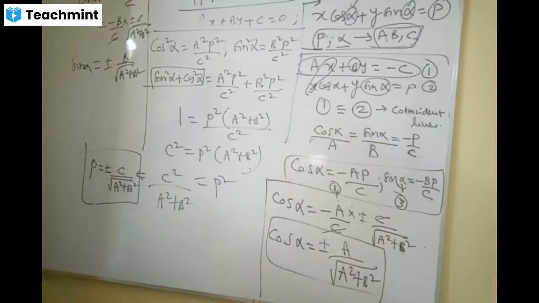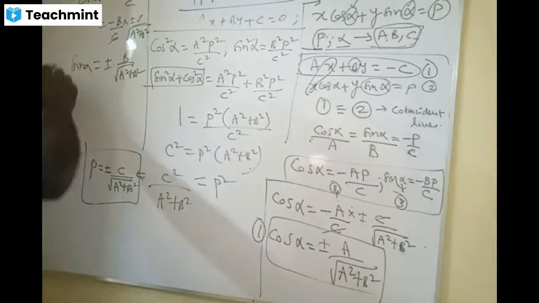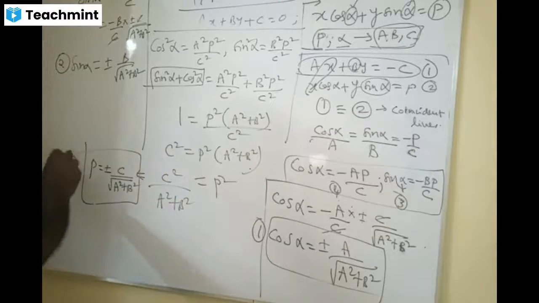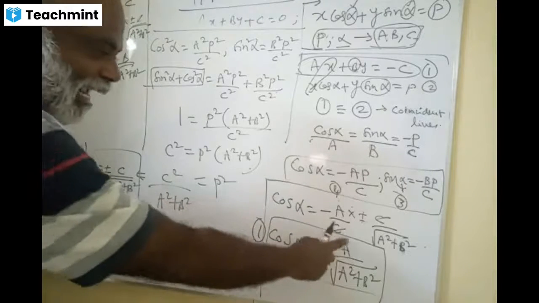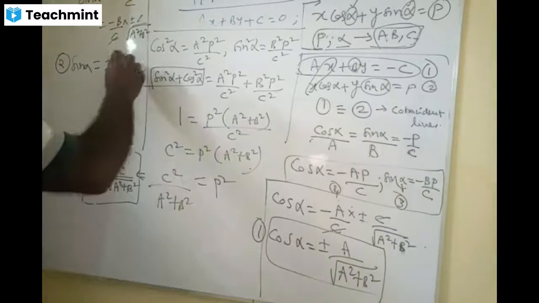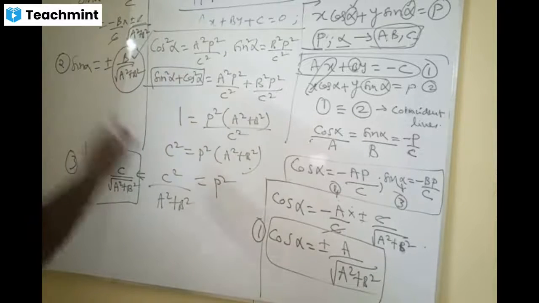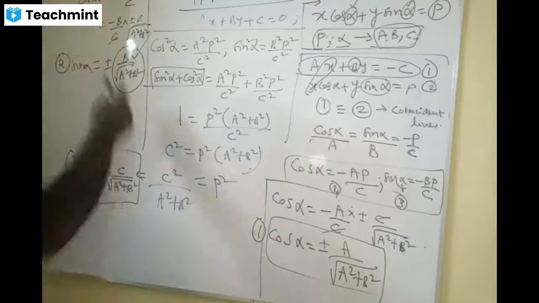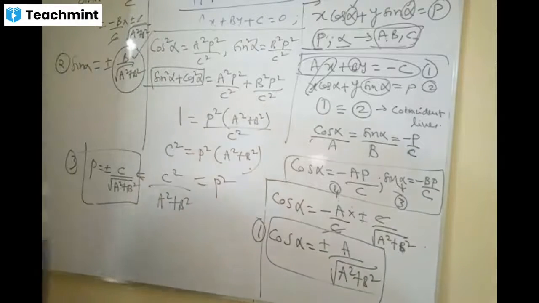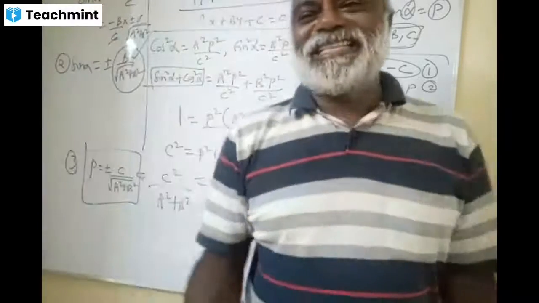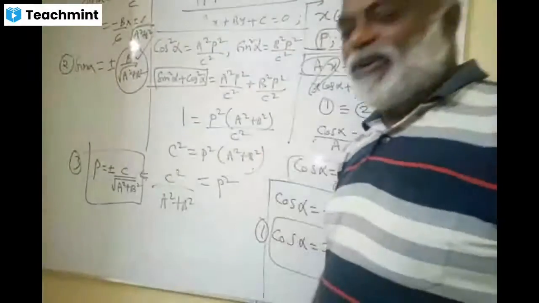Now look, this is number 1, cos alpha, number 2, sin alpha, number 3, P. What do you observe? Cos alpha is A by, sin alpha is B by, all of them plus or minus. What is your finding here? A here, B here, C here. Wow. What a brilliant thing. Have you noticed it?